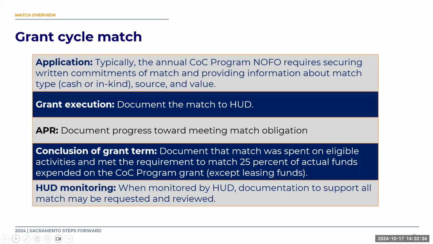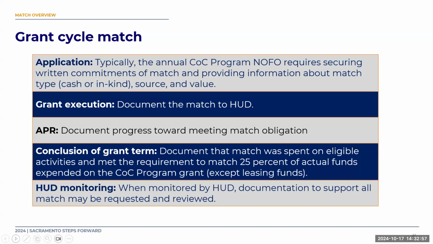You also have to do an annual progress report, and you should be looking at that data quarterly just to make sure everything's going into HMIS and your finance system as you hope. That is where you're going to document the progress towards meeting your match obligations. Most of you are in a 1-year renewal cycle, so that means you'll be doing this every year.